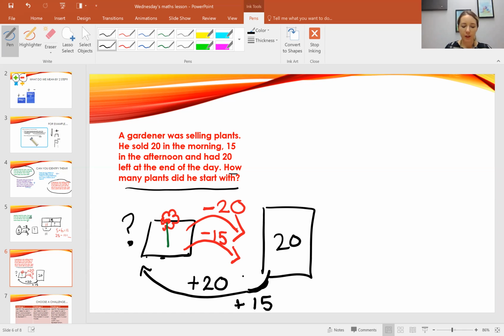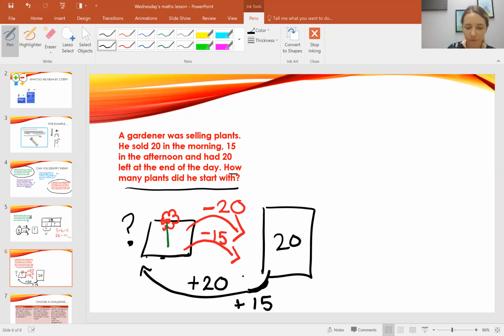If you feel that you'd like to have a go at representing that in a bar model, then pause the video now and have a go. If not, you can just carry on with the video. Okay, have you done that? Have you had a look at how to do that in a bar model?